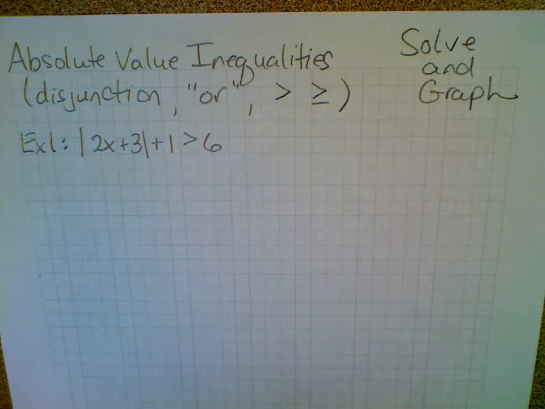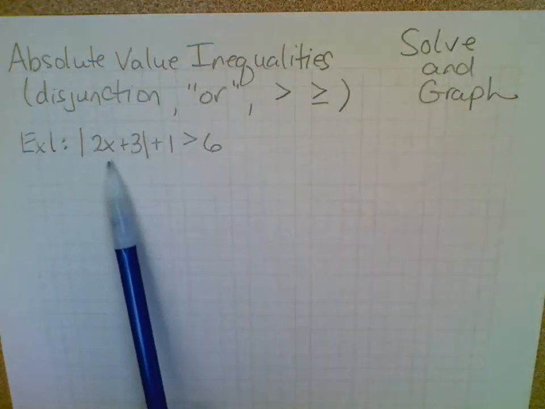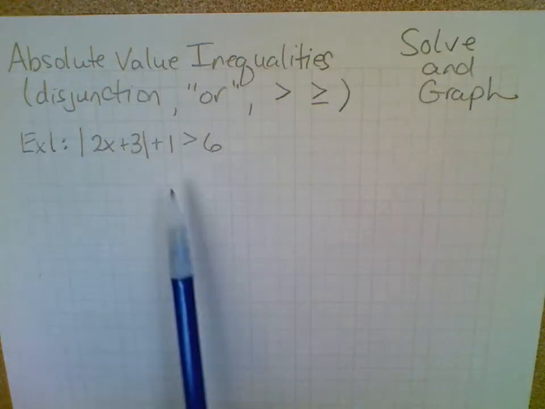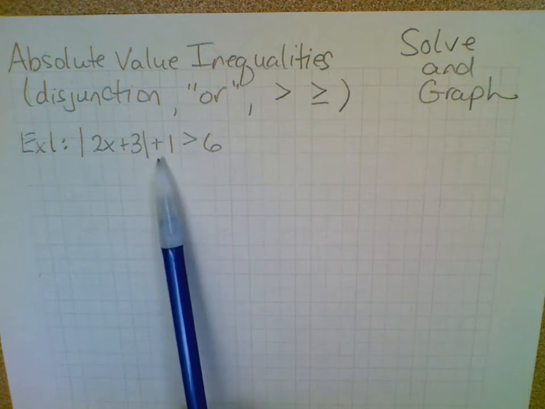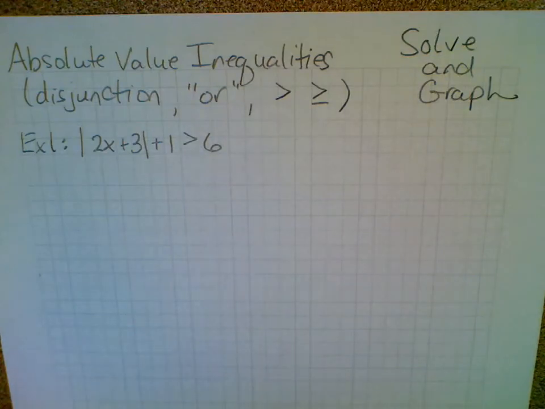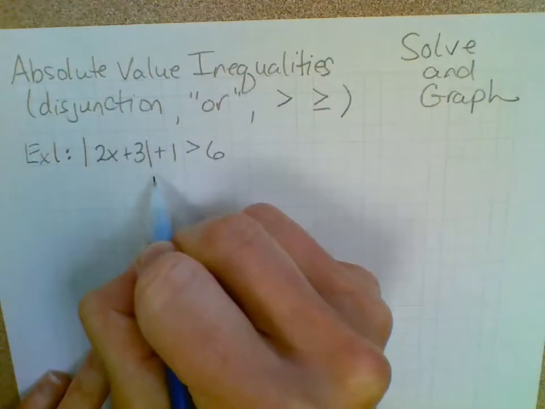Okay, so we are approaching this the same way we did the equations and the inequalities. We want to isolate the 2x plus 3 inside the bars. If there's anything outside of that on the left side, we're going to undo that. So in this case, we're going to subtract 1.